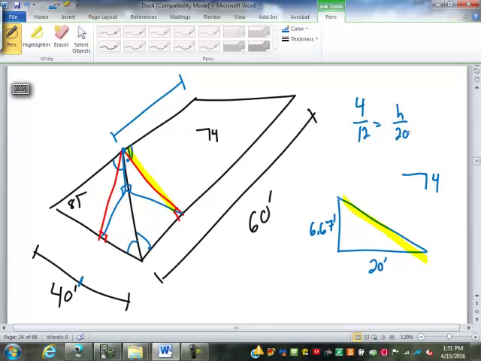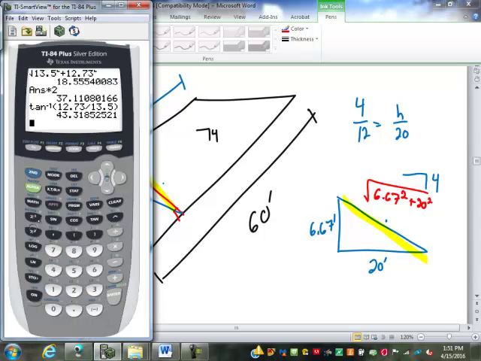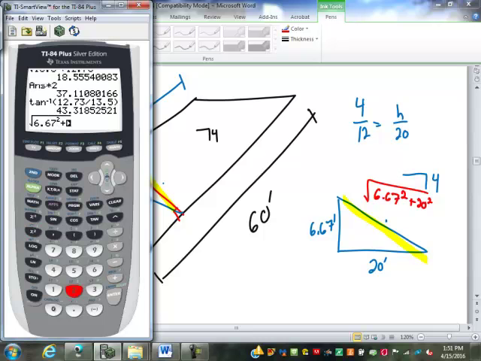Okay? Now while I'm at it, I just as well find this length because that's one of the pieces I want. That'll be the square root of 6.67 squared plus 20 squared. 21.08.